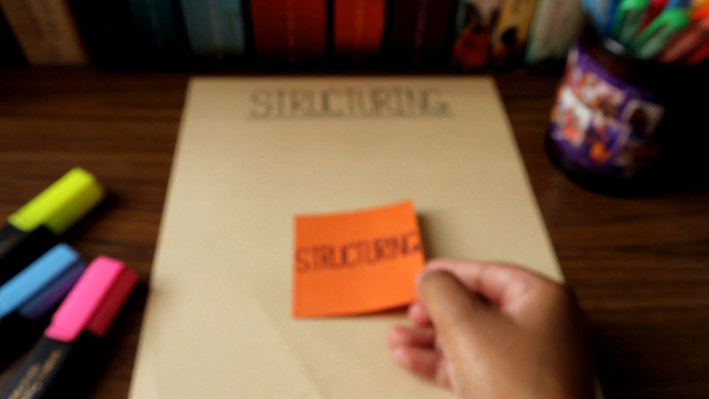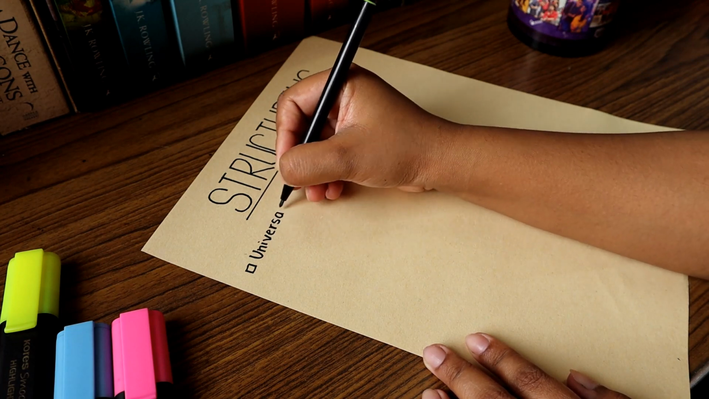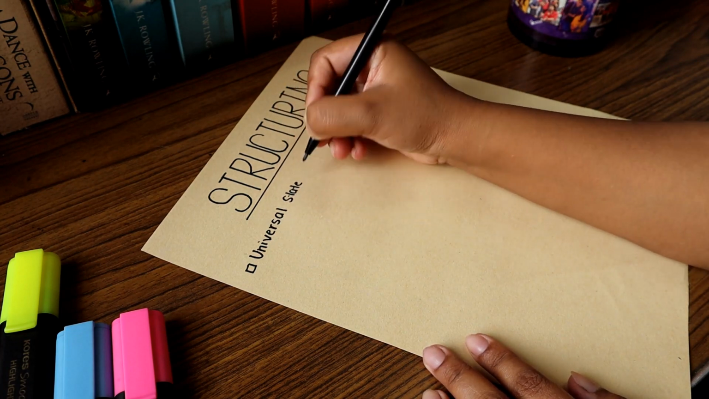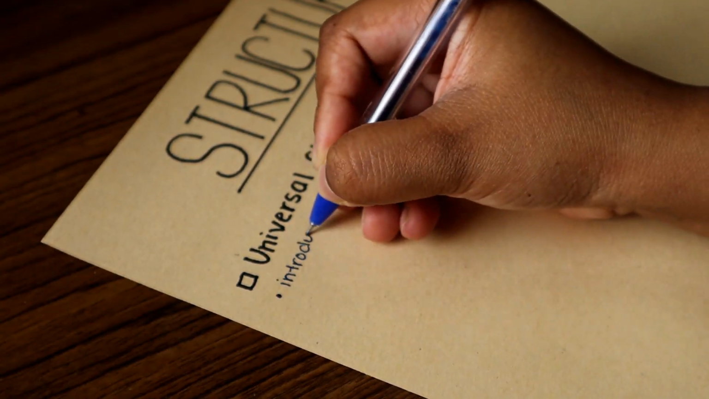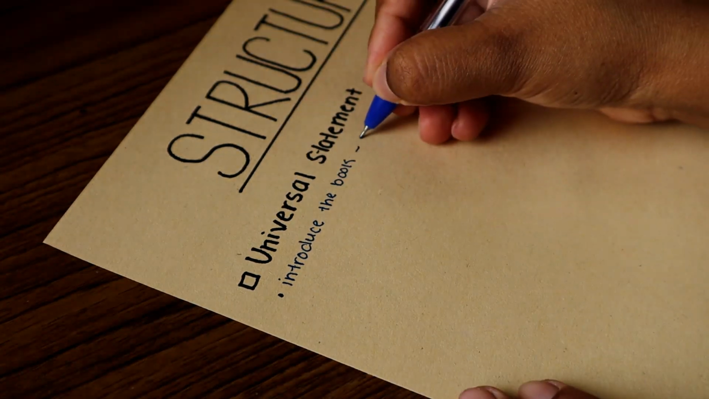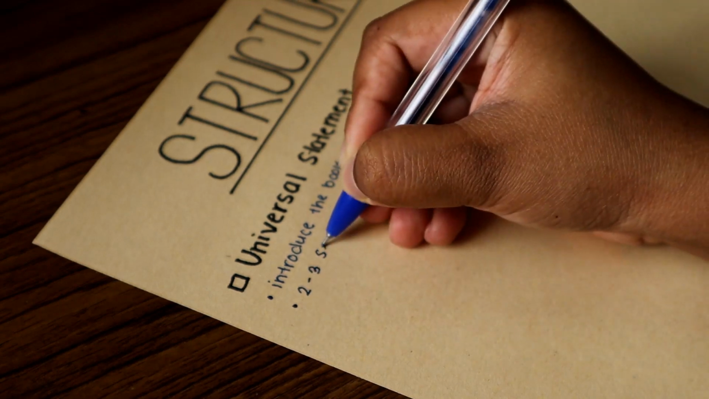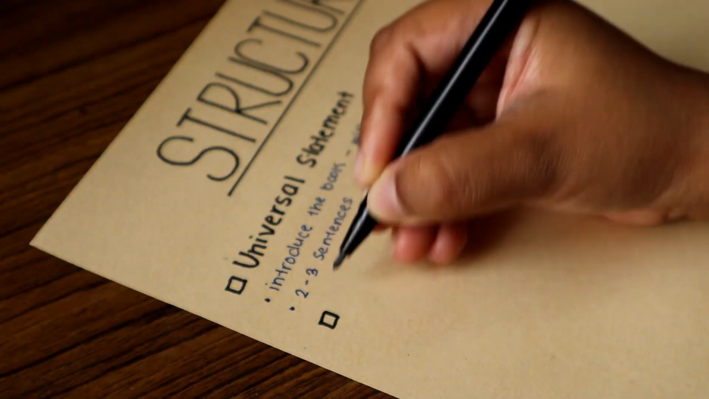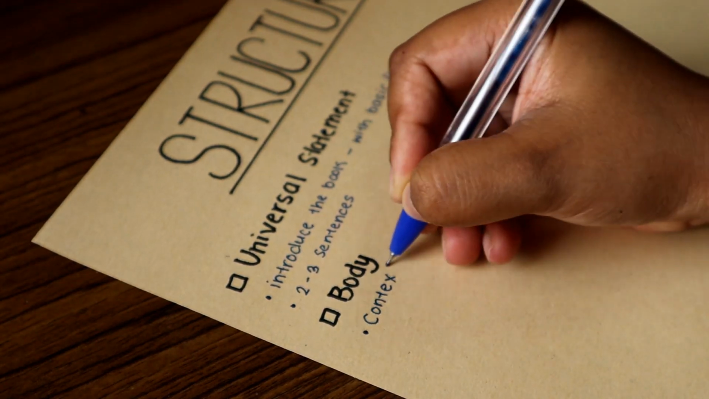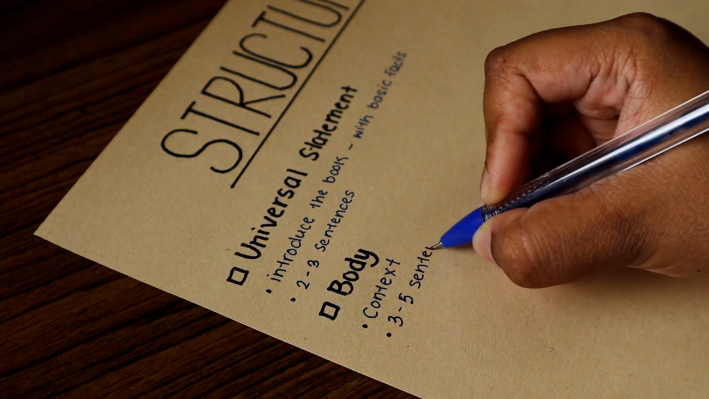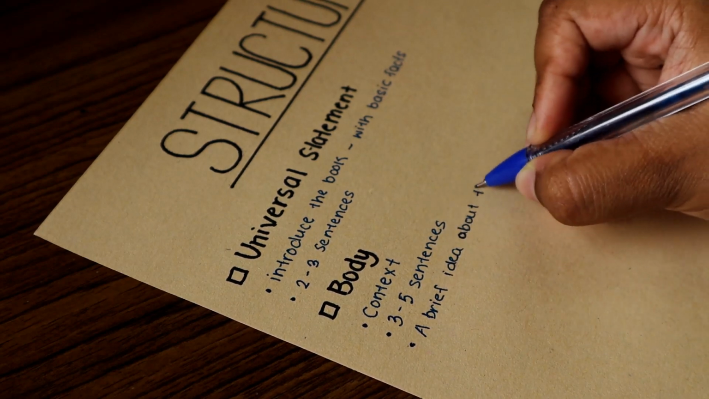This is where you will be writing your literary essay. So you will start your essay with the universal statement. Okay, now what is the universal statement? Don't worry, it's very simple. You just have to introduce the book with the basic facts about it. You don't have to delve deep, you just have to introduce the book and just use 2 to 3 sentences, nothing more than that and nothing less, obviously. Then comes the body of your essay, where you will provide context and write around 3 to 5 sentences so that you can give the reader a brief idea about the book.